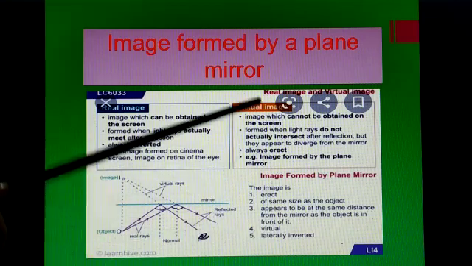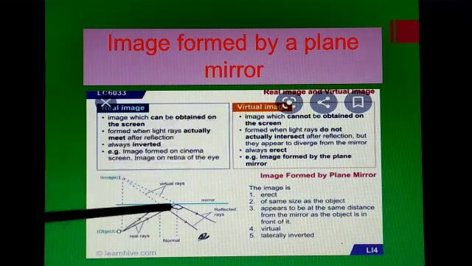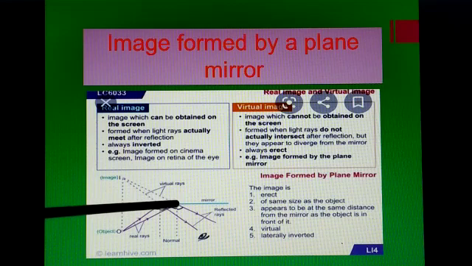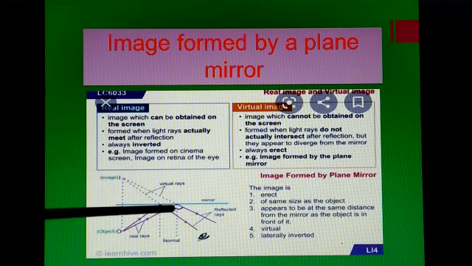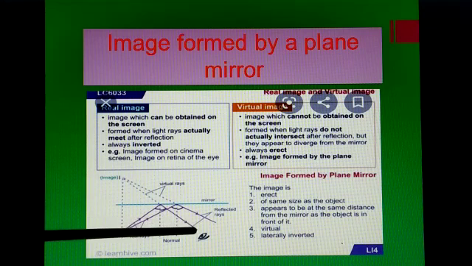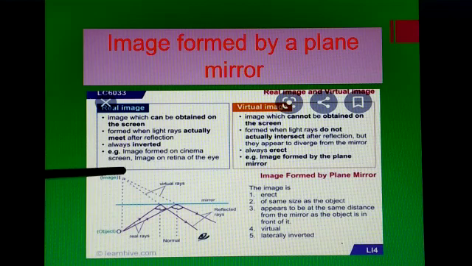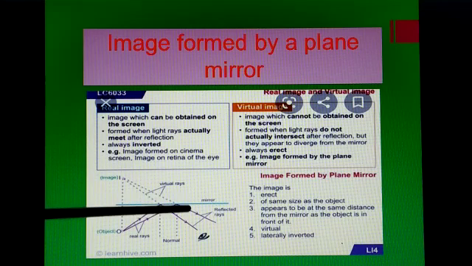Then virtual image. I told you that actual rays are not intersecting, but we feel that light rays are intersecting. So we can locate the position of the image by extending the reflected rays backward. Where these reflected rays intersect, there the image will be formed.